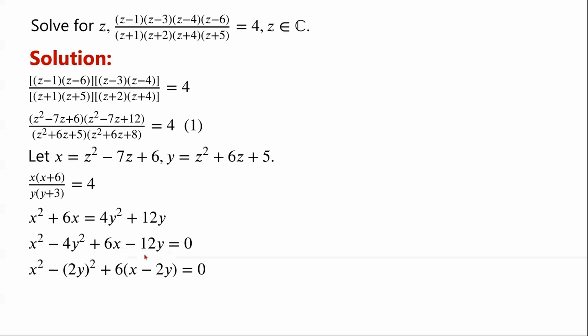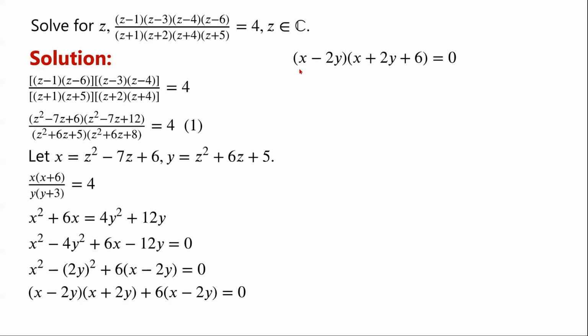4y squared can be expressed as the square of 2y. We can factorize the last two terms on the left-hand side of the equation to get 6 times x minus 2y. Recognizing a difference of two squares, we can rewrite the first two terms as x minus 2y times x plus 2y. Since both terms now share a common factor of x minus 2y, we can factor the entire expression as x minus 2y times x plus 2y plus 6, all equal to 0. This gives us two possibilities: either x minus 2y equals 0, or x plus 2y plus 6 equals 0.